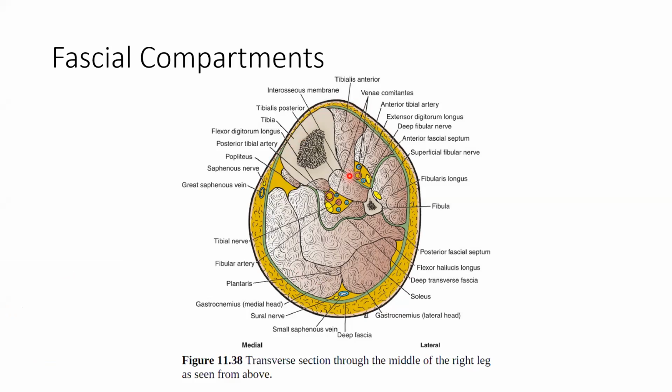Then you have the interosseous membrane here, and it separates the anterior and the posterior compartments. Then you have the intermuscular septa from the deep fascia to the fibula. Then you also have a deep transverse fascia separating the posterior compartment into two compartments, the deep compartment and the superficial compartment. So each of these compartments have their own muscles, nerves, and blood vessels, the veins and the arteries.